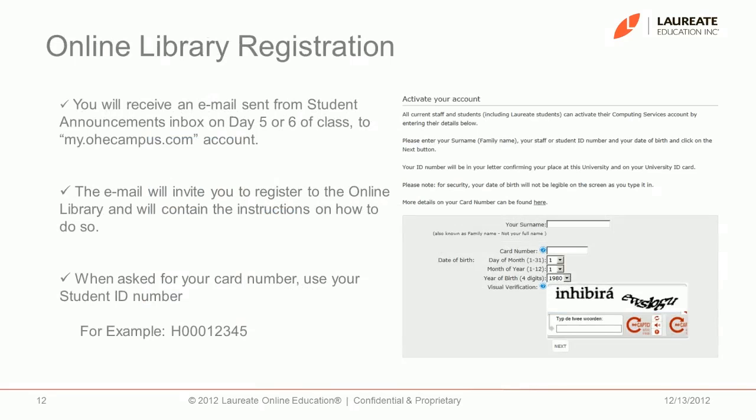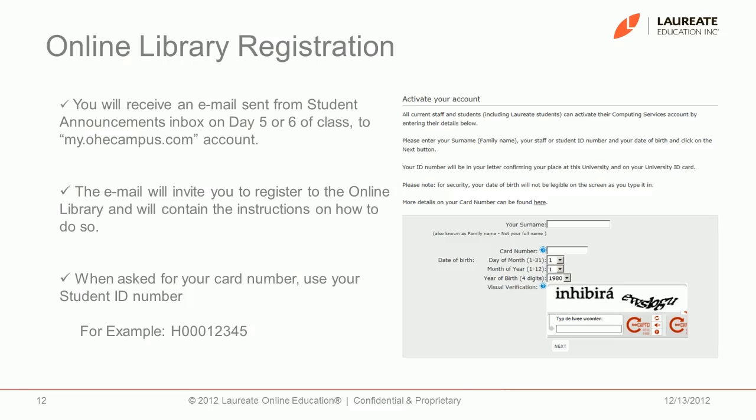Now, online library registration. The University of Liverpool does have its own online library. However, you will not be able to access it straight away at the beginning of your first module. You'll have to wait until day 5 or day 6 of week 1, which will be Monday or Tuesday of week 1. And you will receive an email from us with instructions on how to do that when you are able to do it on the Monday or the Tuesday.